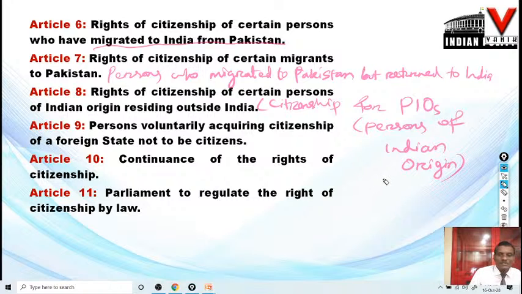Okay. So there are how many types of persons who are accorded citizenship? First is domiciles of India. Second is persons who migrated to India from Pakistan. Third is persons who migrated to Pakistan but returned to India, and fourth is citizenship for PIOs. So there are four types of persons.